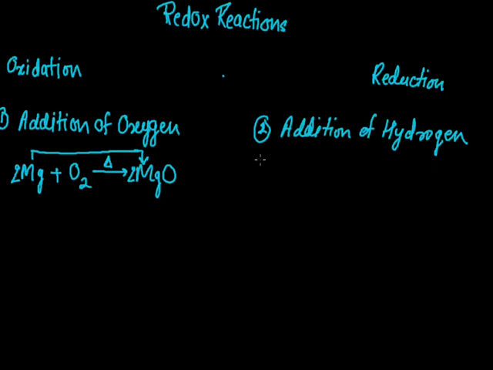Now we can take an example, sodium plus hydrogen forms sodium hydride. We can balance it by putting 2 in front of sodium and also in front of sodium hydride. Here sodium doesn't contain hydrogen, but after the reaction it forms sodium hydride, and in sodium hydride hydrogen has been added to sodium. So we can say that this reaction is a reduction because addition of hydrogen is known as reduction.